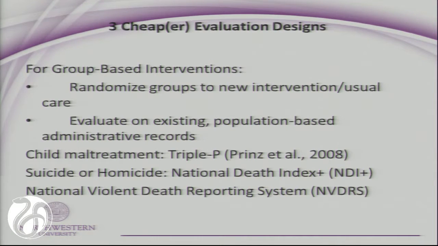The other issue that we can do is use administrative records when they exist. The Triple P example was the one I just gave, but it's not the only one. In the United States, there's a National Death Index that you can use to identify individuals over a long period of time, and the National Violent Death Reporting System as well.